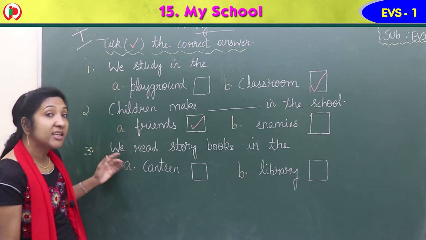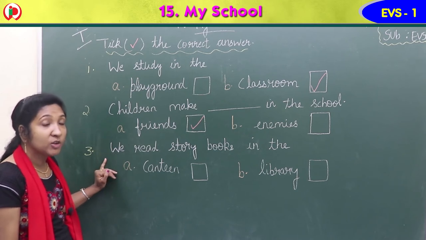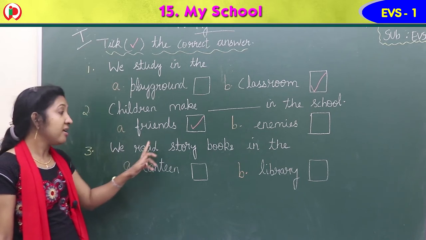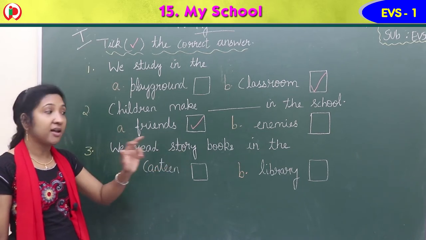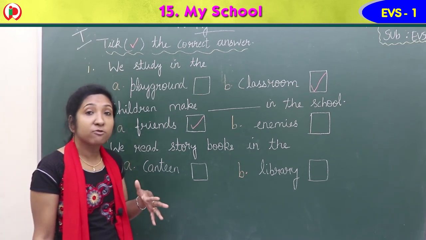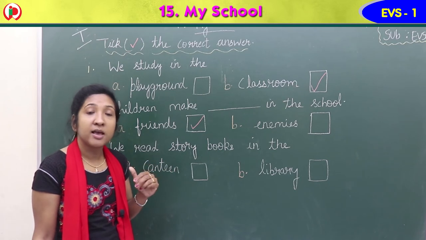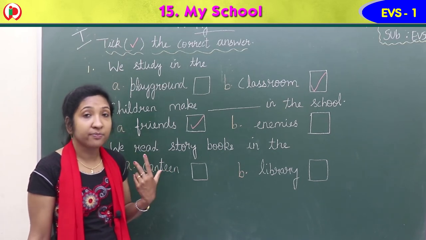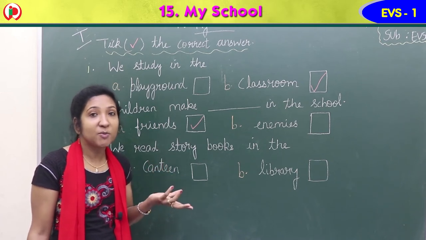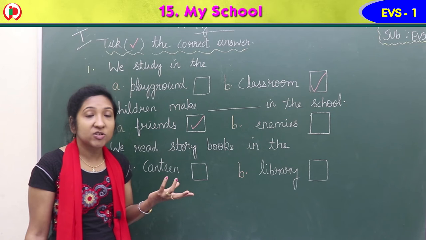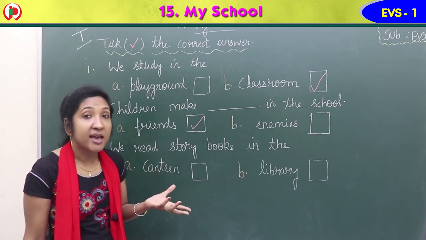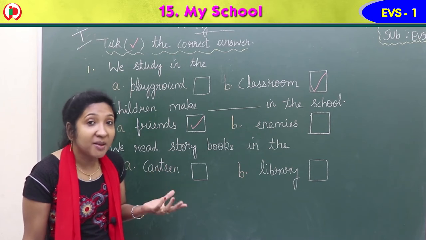Come on children, read the third question here. Which is the third question? We read storybooks in the dash. Where do you read storybooks? In school, is there any place for you to read the storybooks? Is there any room for that? In school, there is a room where we keep all storybooks, magazines, etc. Which is that room? Name that room, children. Yes, it is a library.